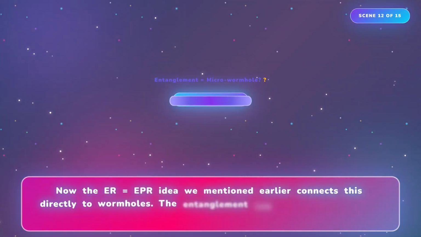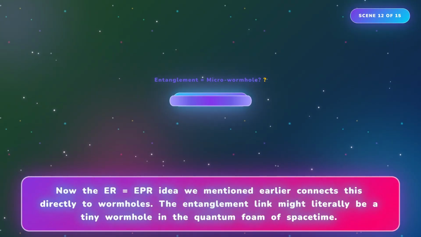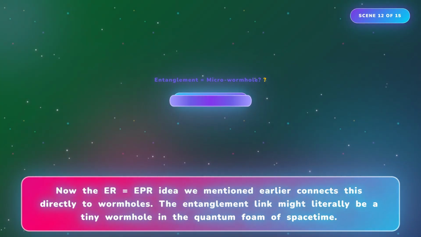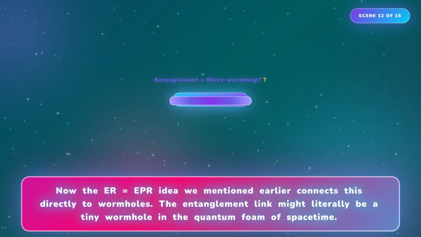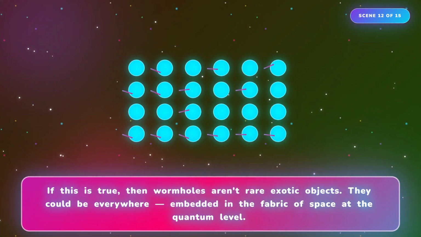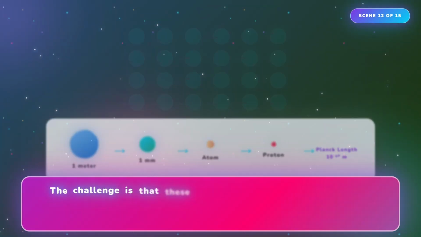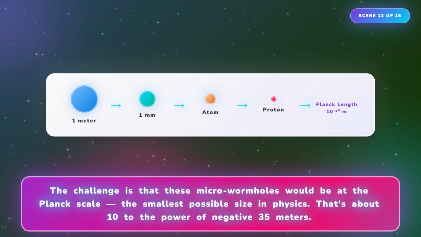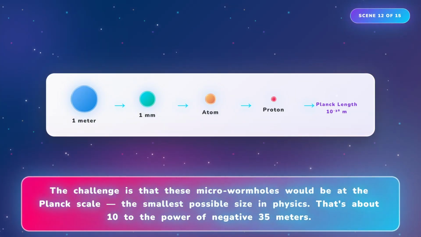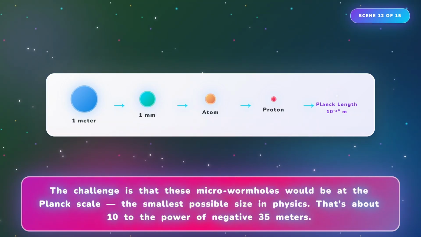Now the ER equals EPR idea we mentioned earlier connects this directly to wormholes. The entanglement link might literally be a tiny wormhole in the quantum foam of spacetime. If this is true, then wormholes aren't rare exotic objects. They could be everywhere, embedded in the fabric of space at the quantum level. The challenge is that these micro wormholes would be at the Planck scale, the smallest possible size in physics. That's about 10 to the power of -35 meters.